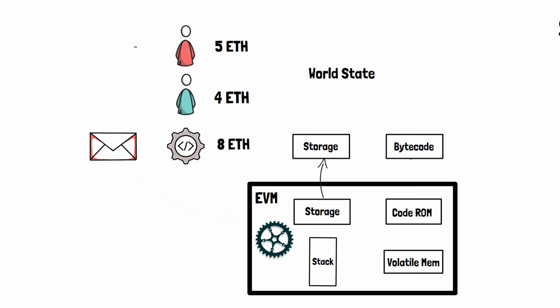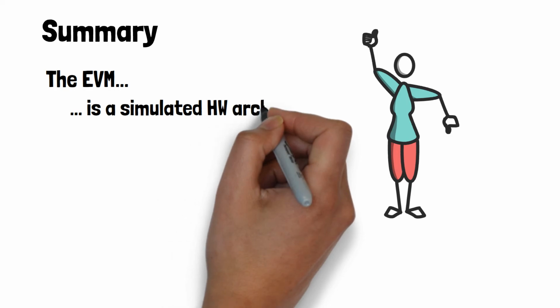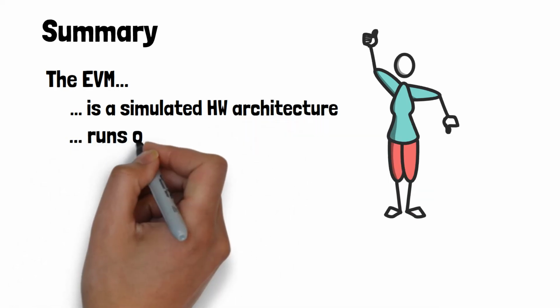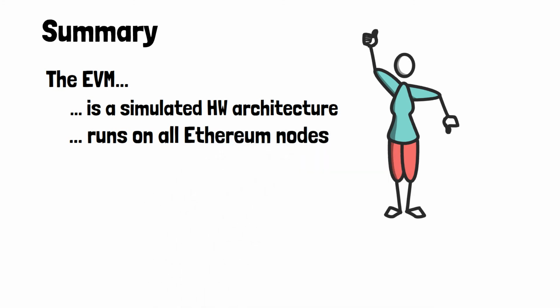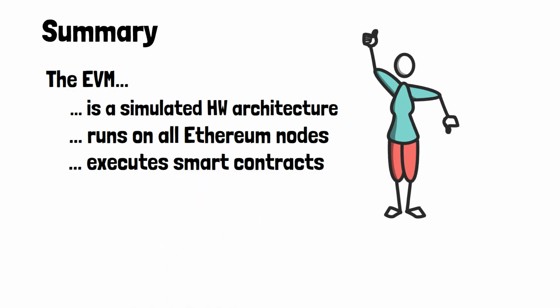In summary, the EVM is a simulated hardware architecture inside the Ethereum client software that is executed on all Ethereum nodes. When a transaction is sent to a smart contract on Ethereum, the EVM executes the smart contract's bytecode and afterwards updates the Ethereum world state.